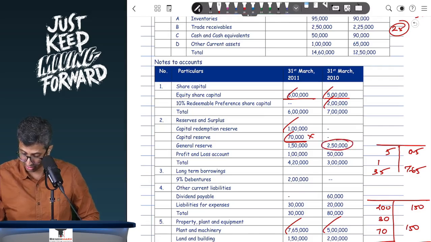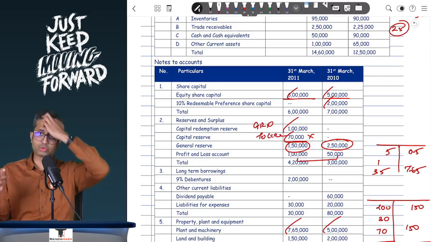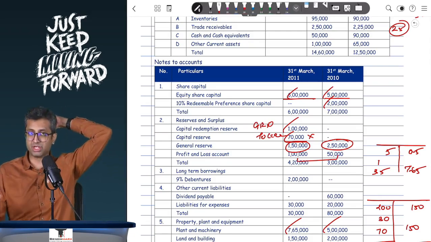Now this is general reserve of 2 lakh 50 falling to 1 lakh. So maybe your entry over here will be general reserve account debit to CRR of 1 lakh, and hence this does not impact the profit and loss. Within profit and loss, starting में 50 था, end में 1 lakh हो गया. So there is a change in reserves of 50,000. However, there was a dividend of 90,000 as well.